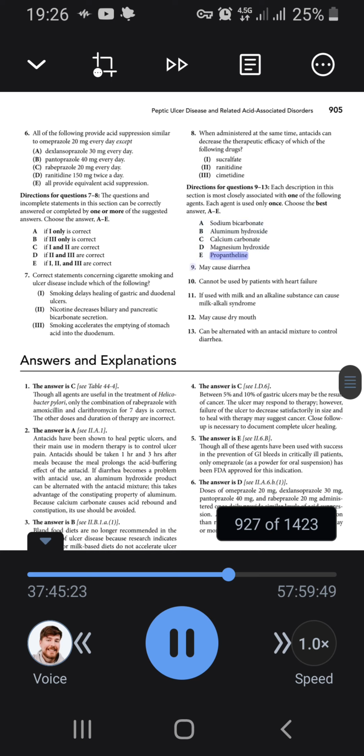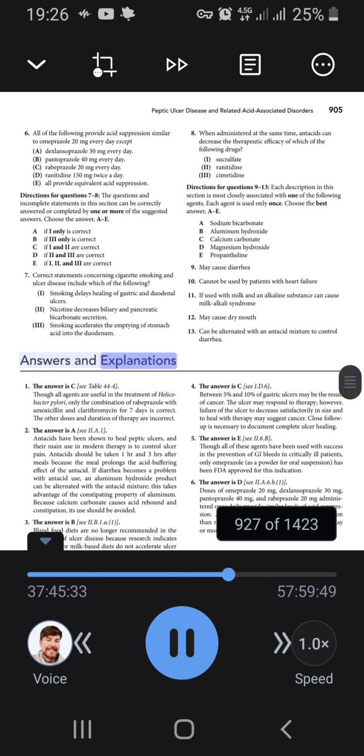9. May cause diarrhea. 10. Cannot be used by patients with heart failure. 11. If used with milk and an alkaline substance can cause milk alkali syndrome. 12. May cause dry mouth. 13. Can be alternated with an antacid mixture to control diarrhea.